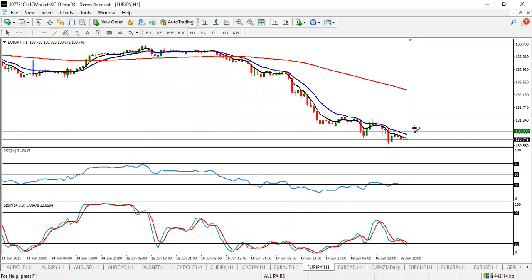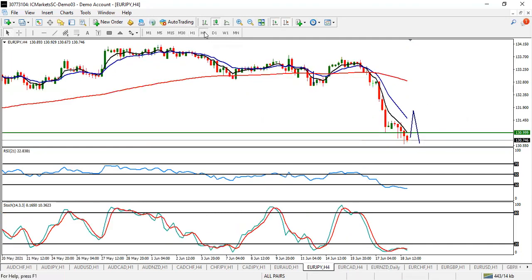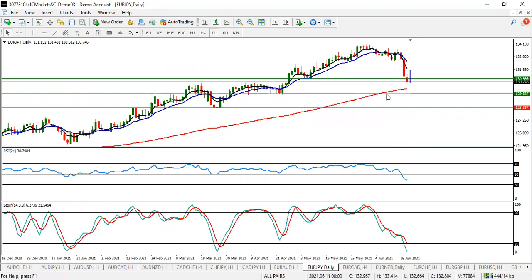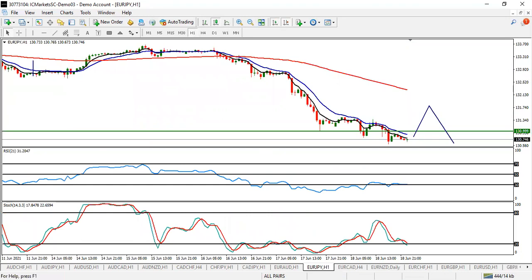Coming back to the entry time frame, which is H1, wait for the pullback, catch your sell entry, and take your profit before this level. All right. So Euro JPY, look for a sell. Euro JPY, it's good for a sell.